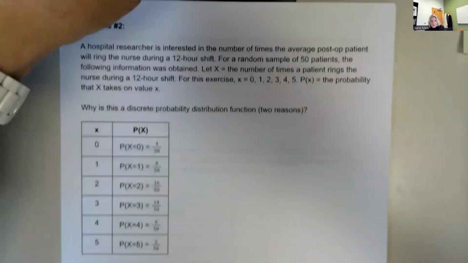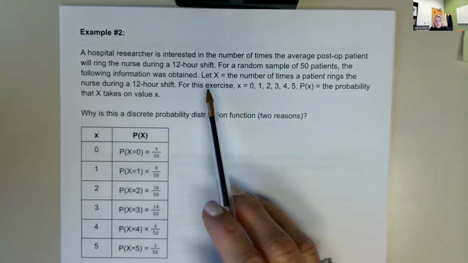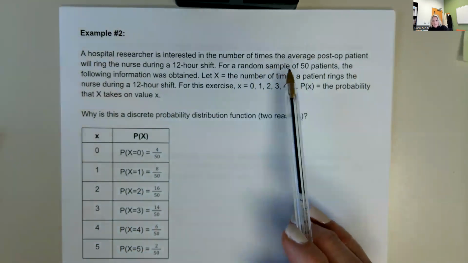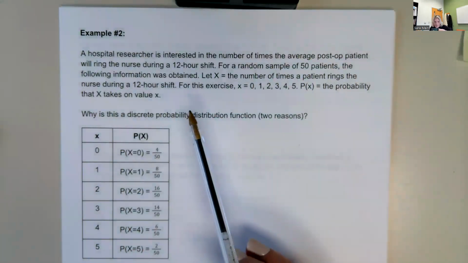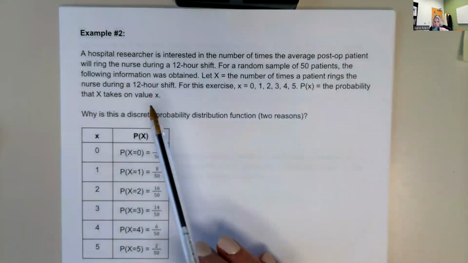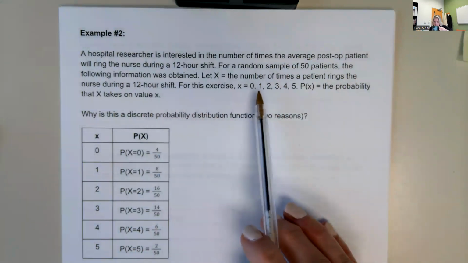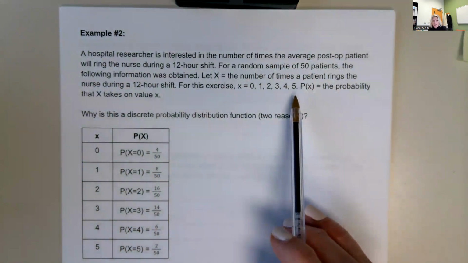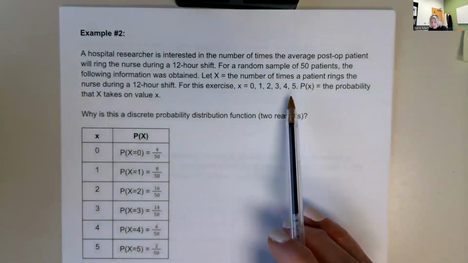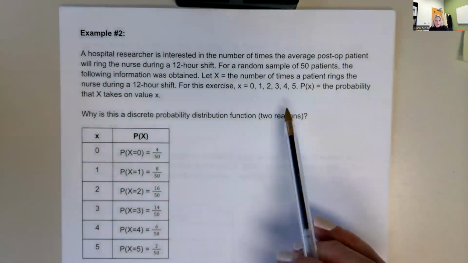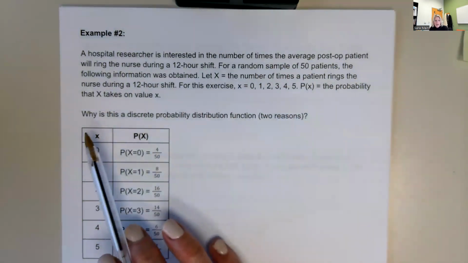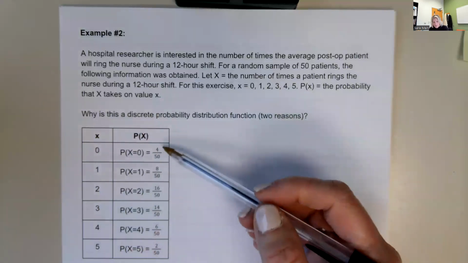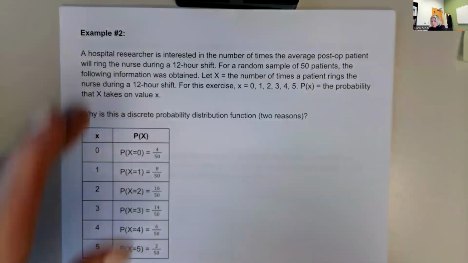Let's look at example 2. Example 2 says, a hospital researcher is interested in the number of times the average post-op patient will ring the nurse during a 12-hour shift. For a random sample of 50 patients, the following information was obtained. Let X be the number of times a patient rings the nurse, and the values for X are going to be 0 through 5. Again, a patient could ring for their nurse more than 5 times, but only 0 through 5 were counted. So P of X is the probability that X takes on a value of 0, 1, 2, 3, 4, 5. And again, we showed you some outcomes here in this probability distribution.